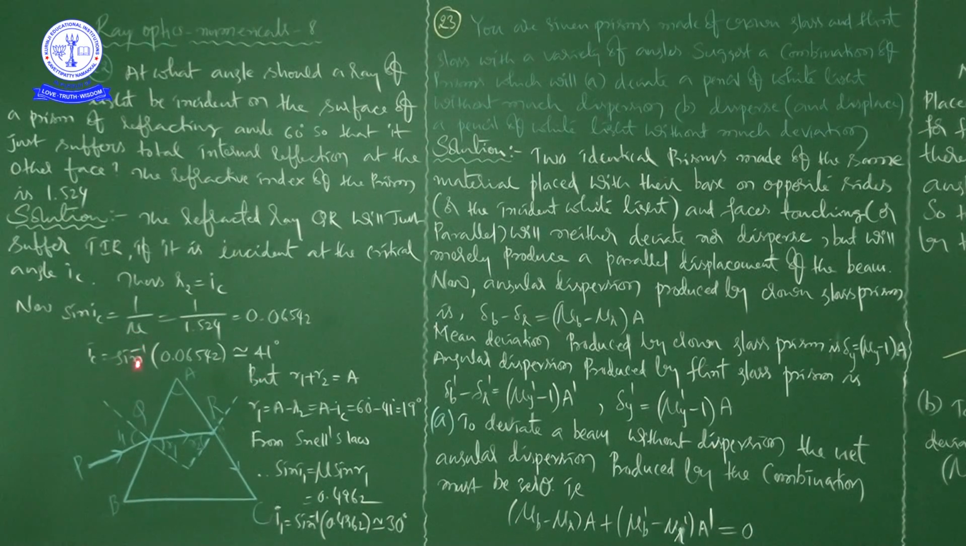So sine inverse of sine 41 degrees: the sine inverse and sine almost get cancelled. Then the answer will be 41 degrees. So here this angle became 41 degrees.